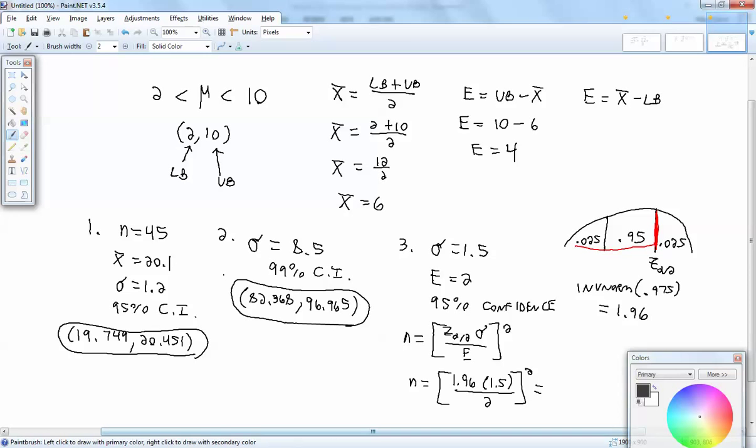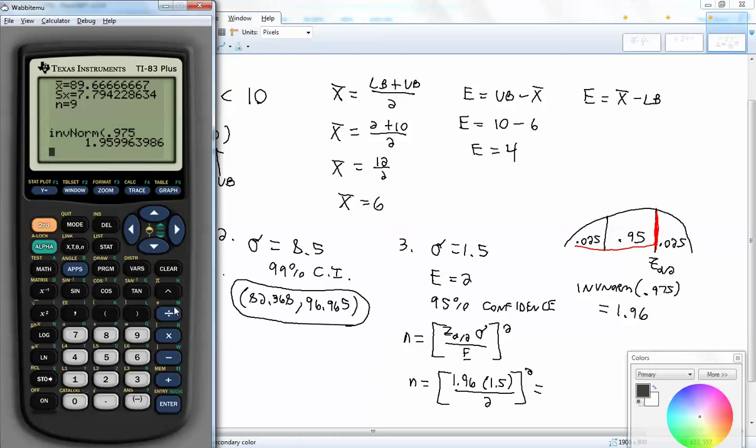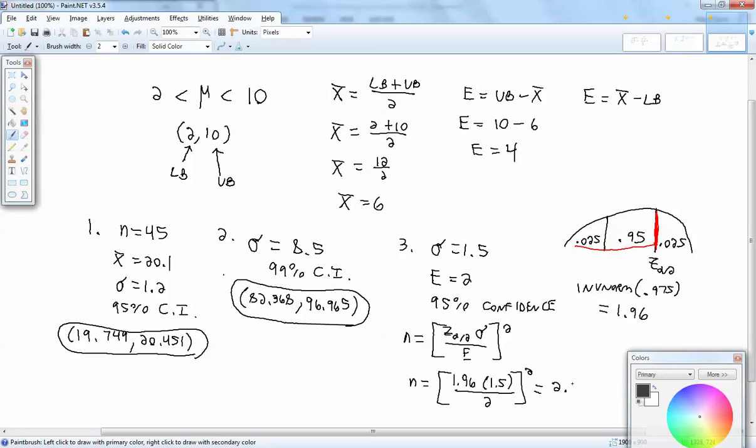And let's see how bizarre it is. When I make the numbers up, sometimes it comes out pretty weird. So, beginning parentheses, 1.96 times 1.5 divided by 2, close parentheses, and then squared. 2.1609. Well, whenever we get any kind of decimals, we always round up. So we go to 3. And that's to make sure that we have enough individuals.